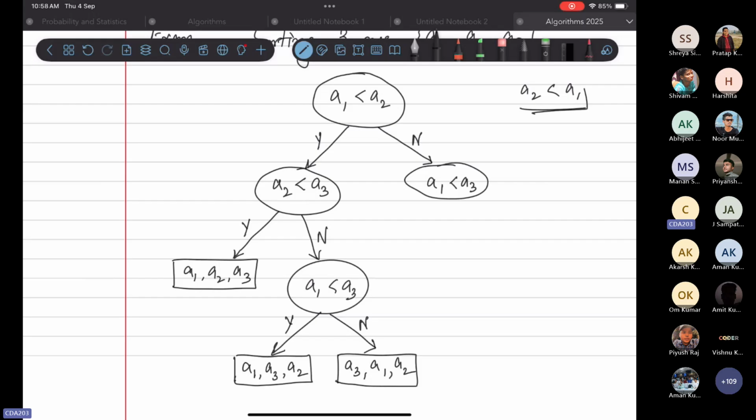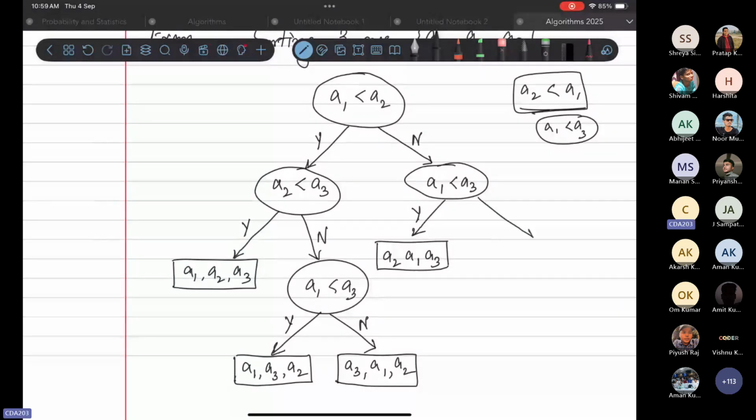So this information I know at this point. I need to now put this question. Okay. If I got a yes answer, that says what? A3 is more than A1. So at this point, I have got the correct sorted order. And what is that? It's A2, then A1, and then A3.